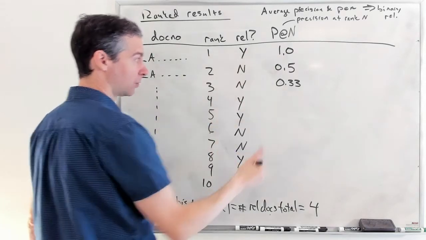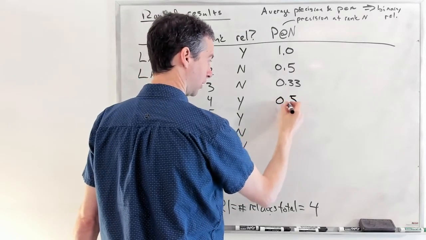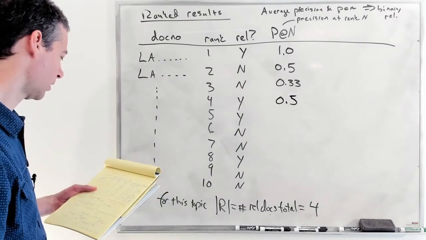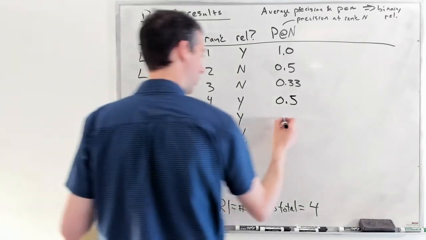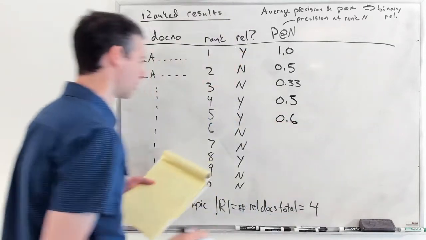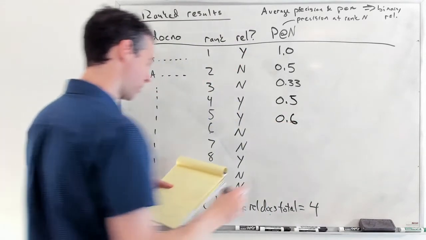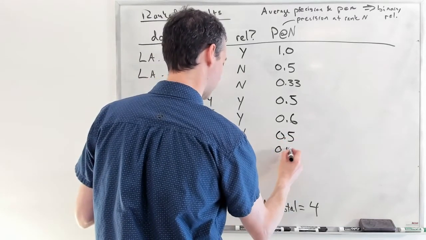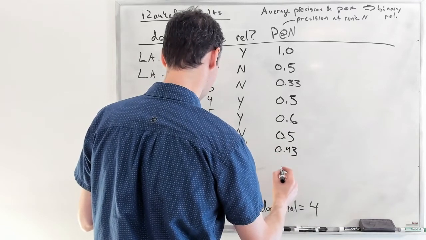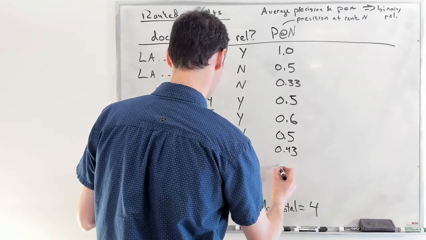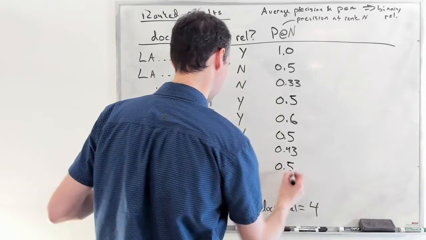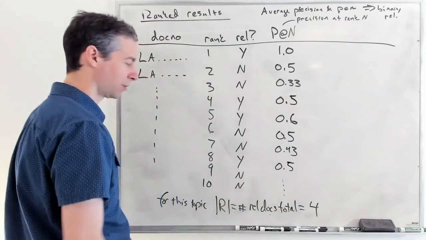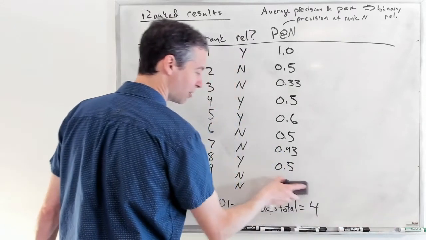Okay. Now we get to rank 4. Now we have 2 out of 4 which are relevant, so that's 0.5 again. Now we get to rank 5. Now we have 2 out of 5, and that gives us 0.6. Rank 6, we drop back down to 0.5. Then we go 0.43. Then we go 0.5. And indeed, I could keep calculating these, and I'm not going to bother, by the way. So I'm going to get rid of them off of my example.